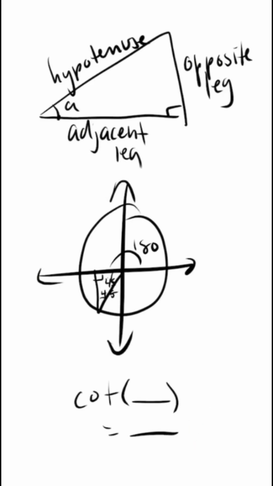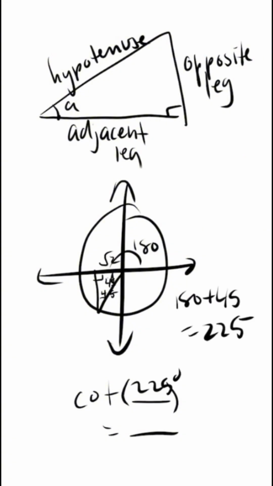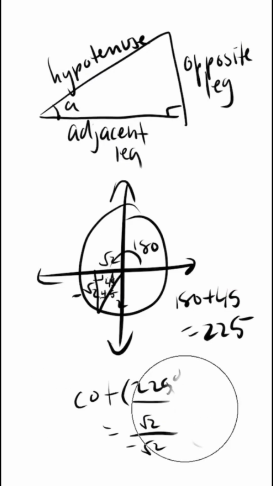Well, first we can find the angle, and since the first two quadrants sum up to 180 degrees plus another 45, that would be 225 degrees. Then, since the ratio of a 45, 45, 90 triangle is square root 2 divided by 2, square root 2 divided by 2, 1, but the leg going down is negative, cot 225 degrees equals to negative 1.